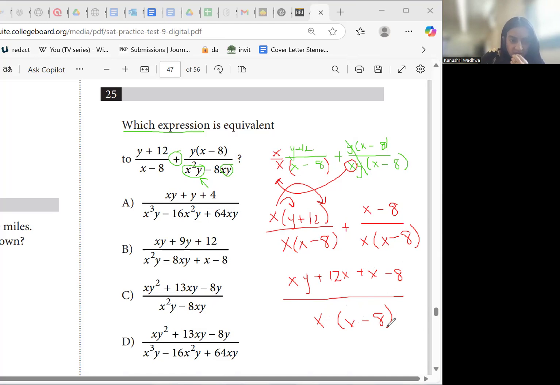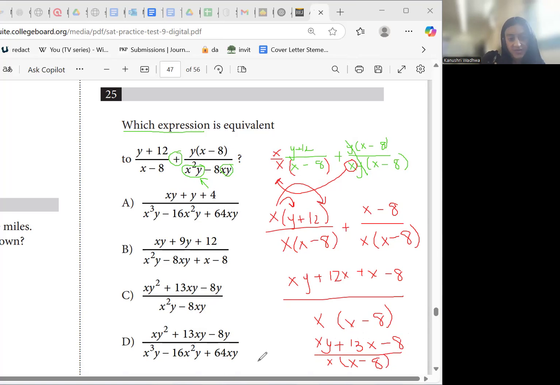So now let's do some adding together. We have over here xy + 12x + x. So that's going to be xy + 13x - 8. And in the denominator, we're going to have x times (x - 8), which we can multiply out, and we're going to get x² - 8x.